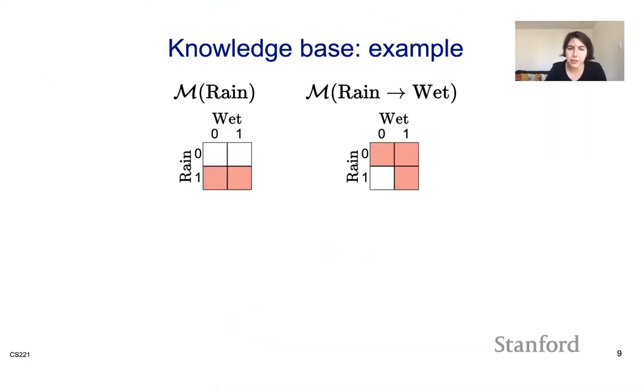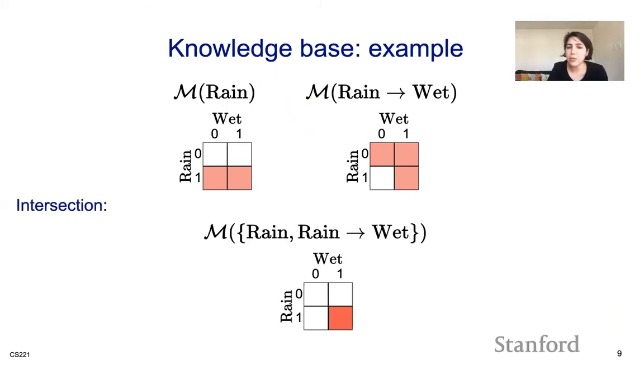Let's look at another example. Let's say we're looking at raining as one formula. Models of rain is going to be this shaded area where rain is equal to 1. Then we have another formula, rain implies wet. And what is models of rain implies wet? It is basically negation of rain or wet, so it is this shaded area. If I'm looking at a knowledge base that has both of these in it, the models of that knowledge base are just going to be the intersection of these two shaded areas, which is basically this square, where we have both rain and rain implies wet holding.